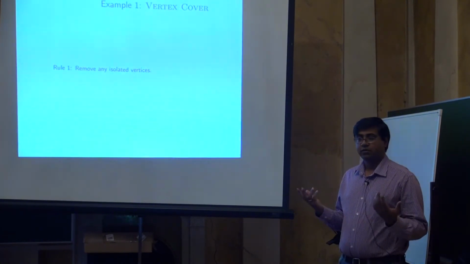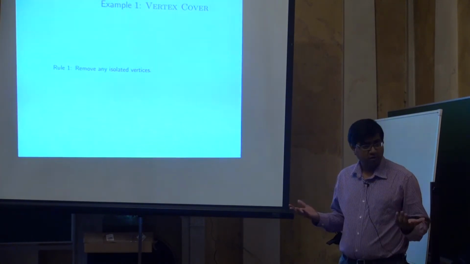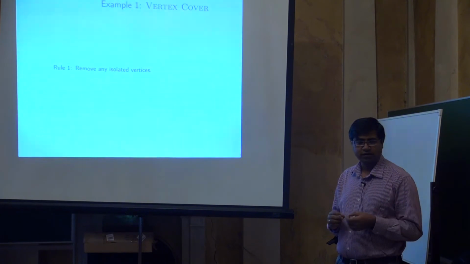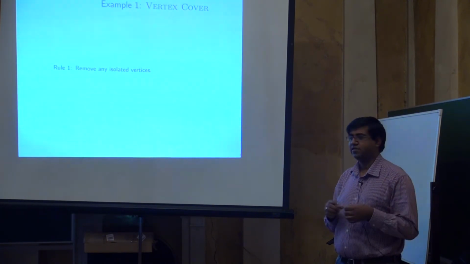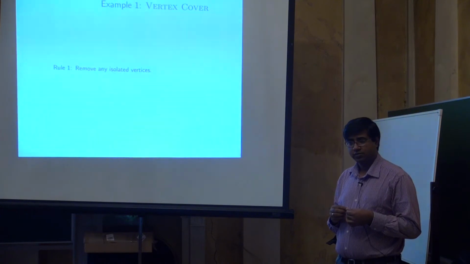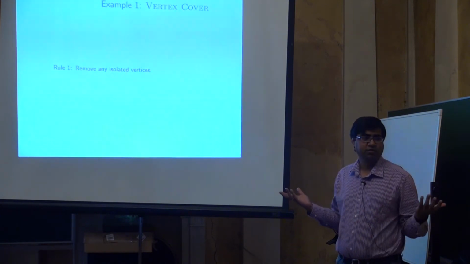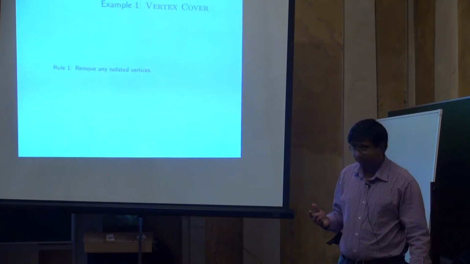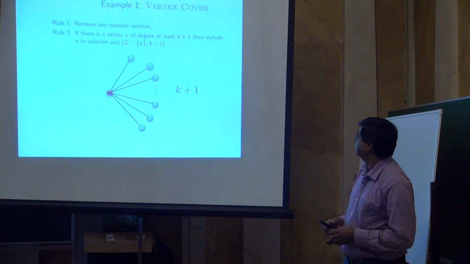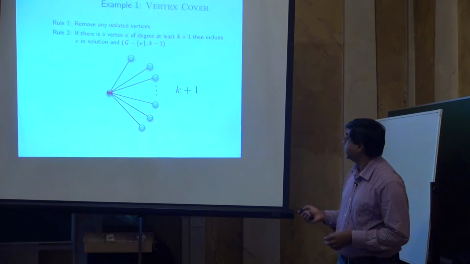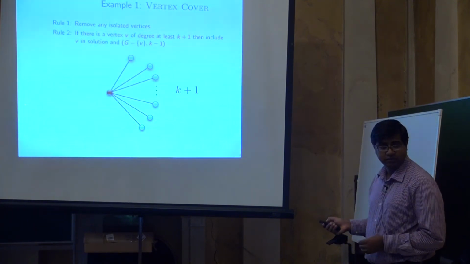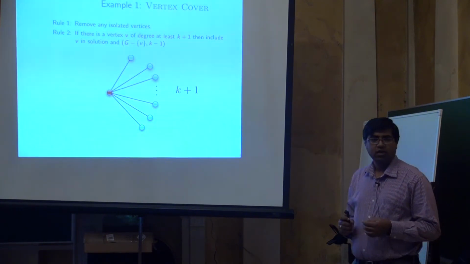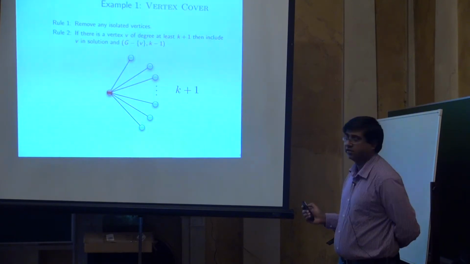So let me give you a very simple example of a kernel. If a graph has an isolated vertex, a vertex where no edges are incident, is it useful for your purpose? You can remove it, because you can obtain a vertex cover without these vertices. Here is another reduction rule. If I have a vertex v whose degree is at least k plus 1, what happens if you decide not to pick this vertex in your vertex cover?